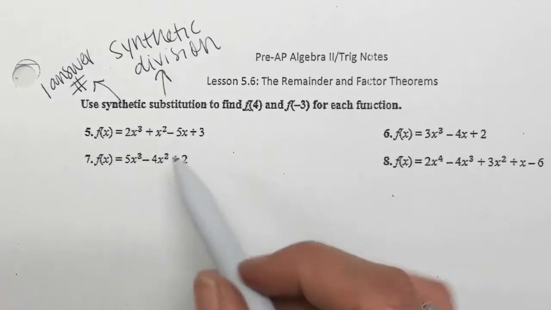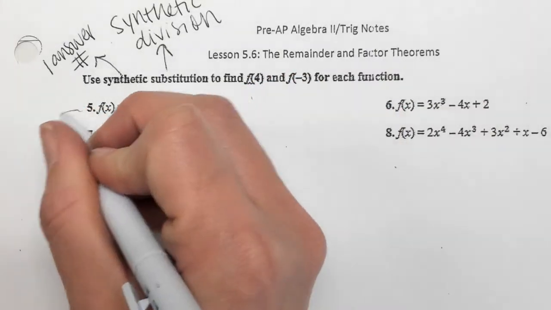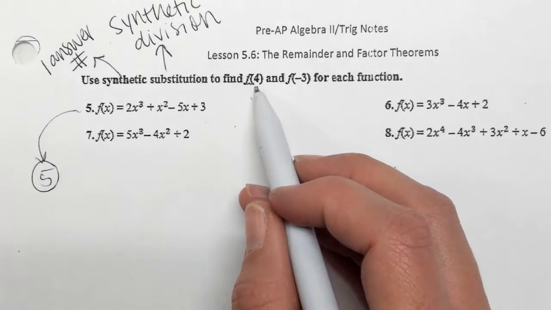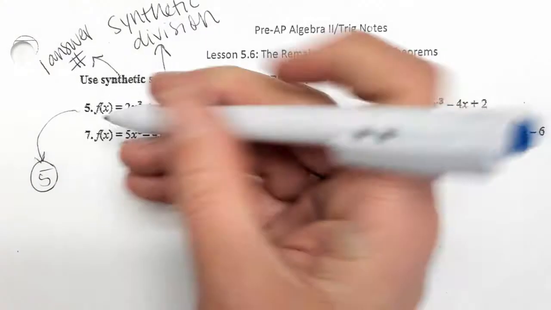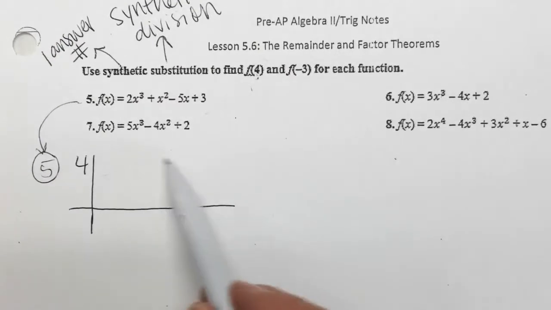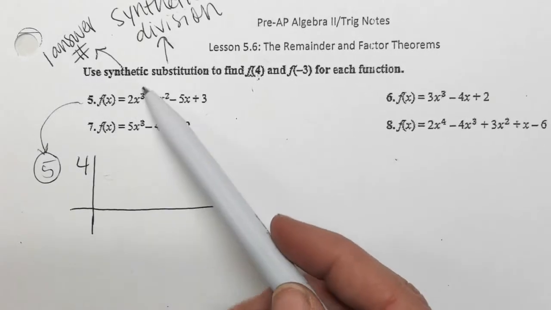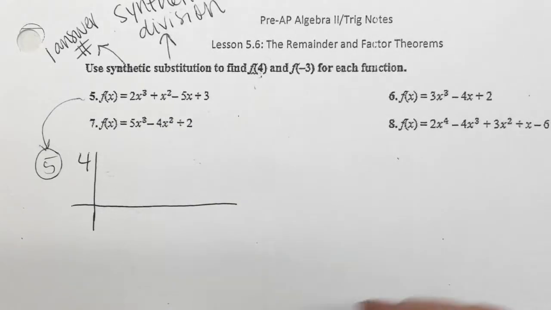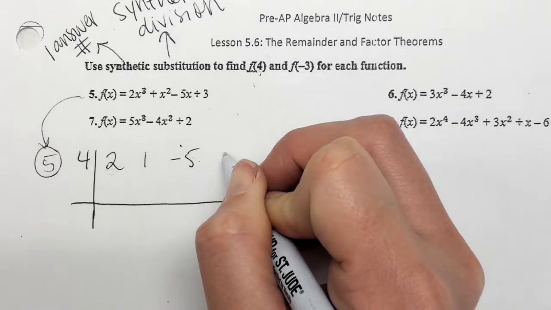So the directions say use synthetic substitution to find f of 4 and f of negative 3 for each function. We're going to start with number 5, and we are going to find f of 4 first. We're going to use synthetic division to do this with a 4 on the outside. Whatever number they give you goes on the outside of your box. Nothing changes about what goes here. It's going to be the coefficients. First we have to make sure we don't skip any powers up here. Are we skipping any? It goes from 3 to 2 to 1 to 0, so we're good. Tell me what to put up here. 2, 1, negative 5. Very good.